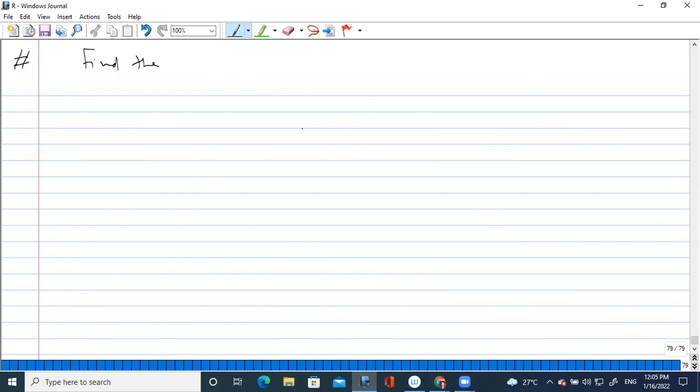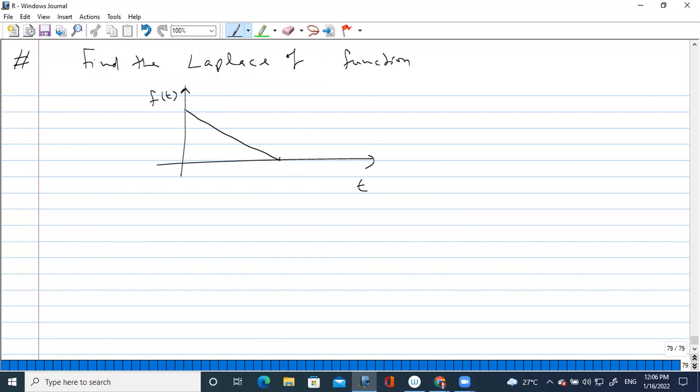Now, sometimes the question itself can be in graph. Find the Laplace of the function, and this function is given to you like this. This is f(t), this is t, and this is a line. Here it is touching at 1, here also it is touching at 1.